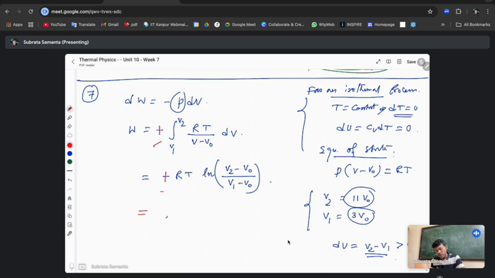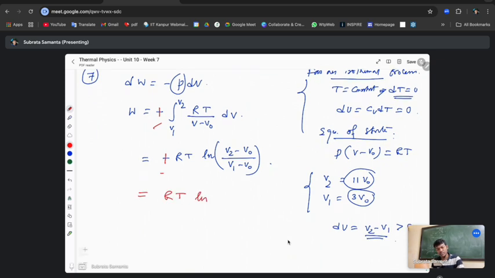So then the RT ln, now this V2 is basically 10 over 2. This is RT ln 5, right? So RT ln 5.